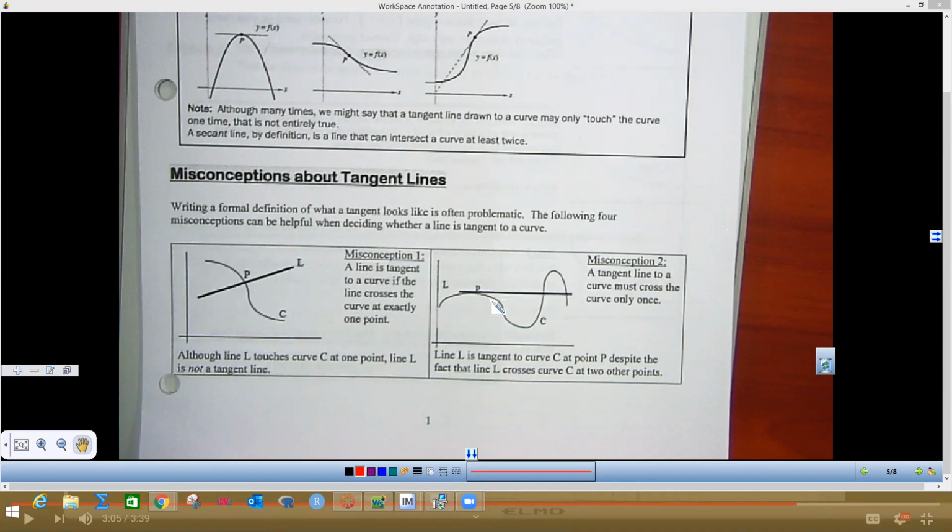Coming over here, another misconception is that a tangent line can only touch a curve once. When we're talking about tangent lines in here, we're talking about just this area, so we don't even worry about this part of the tangent line. But if we took it on out, it could touch the curve more than once. But we're trying to find the slope of the tangent that's going to be the same as the slope of the function. Going on to the next misconception.